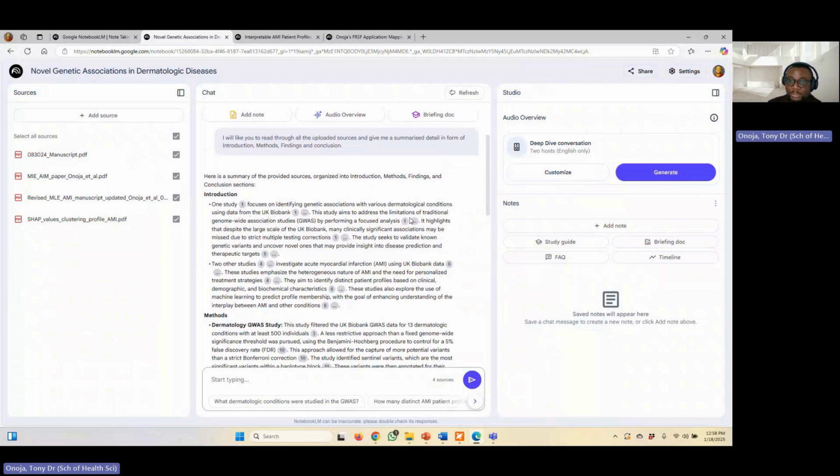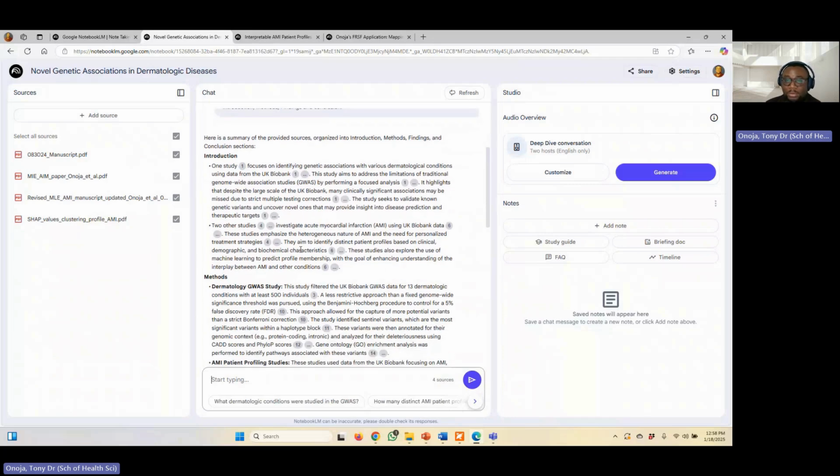Biobank. This study aims to address the limitation of traditional genome-wide association studies by performing a focused analysis. It highlights that despite the large scale of the UK Biobank, many clinically significant associations may be missed due to strictly testing correlation. These studies stick to validating genetic, and all that.